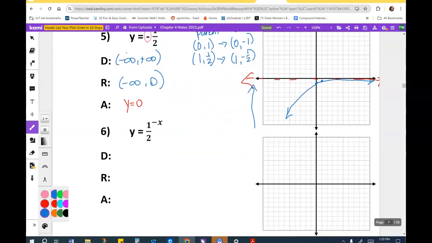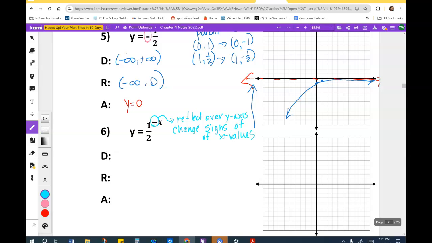Okay, and this one, we didn't really talk about this one in the model, which is why I wanted to bring it up here. And this time I've got a negative in my exponent. This reflects over the y-axis, which means we change signs of our x values. Okay, and on these bases, I was just focusing on the reflection, so I don't have an h or a k. So my asymptote is still y equals 0.